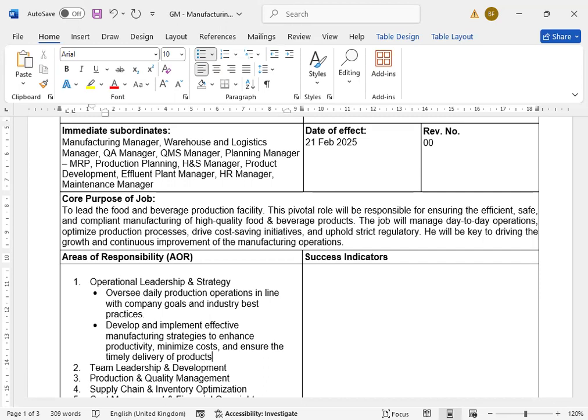Okay. So develop and implement effective manufacturing strategies to enhance productivity, minimize costs, ensure the timely delivery of products. Right? So I have another one.